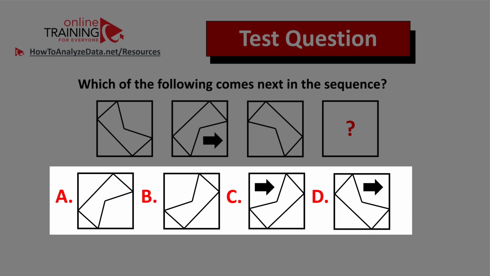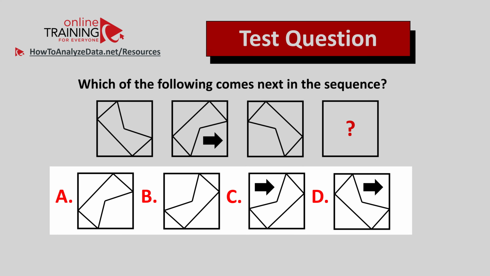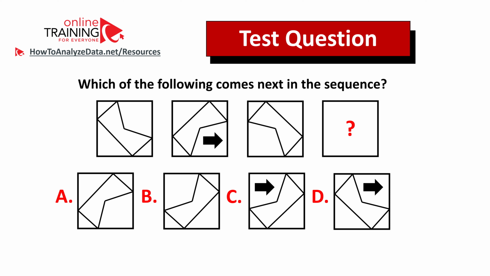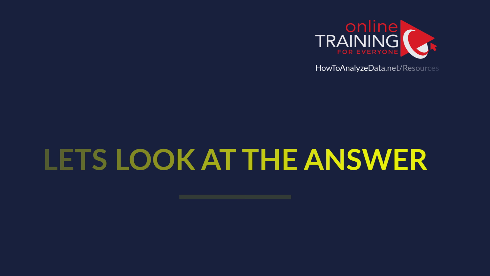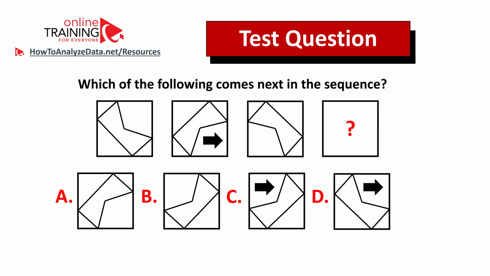And you have 4 different choices: A, B, C, and D. The answer is not obvious, but I'm pretty sure you will figure it out. Please give yourself 10 to 15 seconds to see if you can come up with the answer. Did you figure out the solution? Let's continue to see how we can get to the correct solution together.